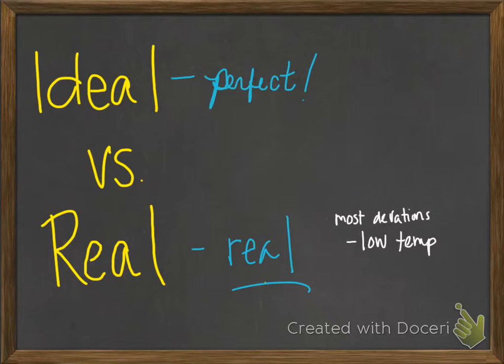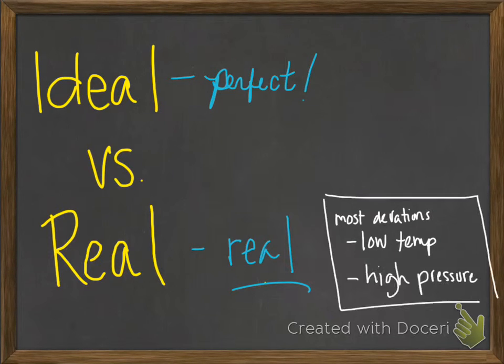The other place that we see a lot of deviations is at very high pressure. At very high pressures, you're pushing those gas molecules together so tightly that sometimes they are forced together. Again, you can condense them that way, but even before the point of condensation, sometimes you will have some forces of attraction or some slightly inelastic collisions.